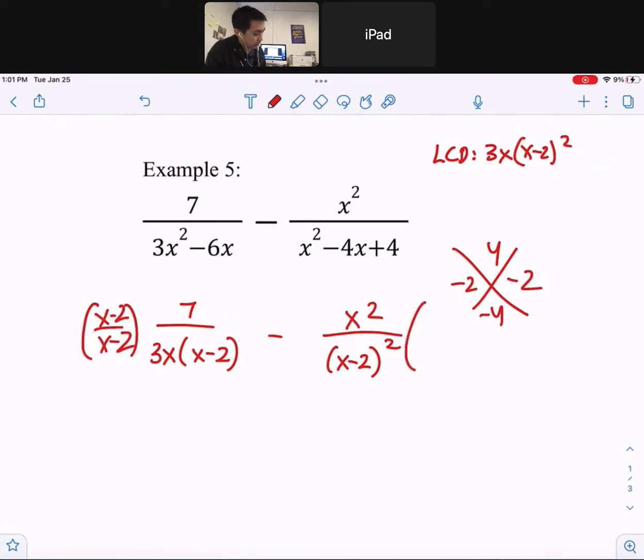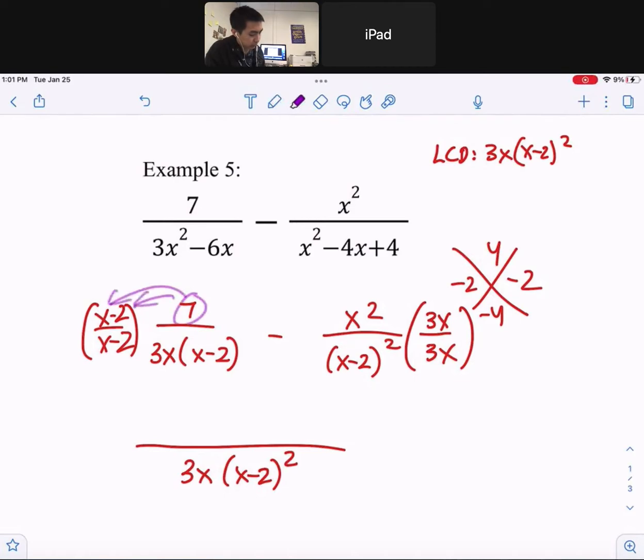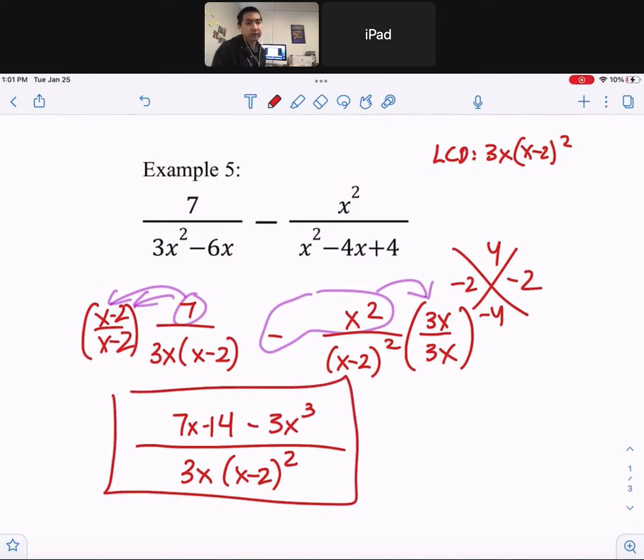And then this side, you guys, multiply top and bottom by 3x so that we can get the 3x for that one. So all of this will be over 3x times x minus 2 squared. Distribute the 7 to both of these to get 7x minus 14. Just negative x squared times 3x, you guys, is negative 3x to the third. Cannot simplify the top, so that's going to be our answer.